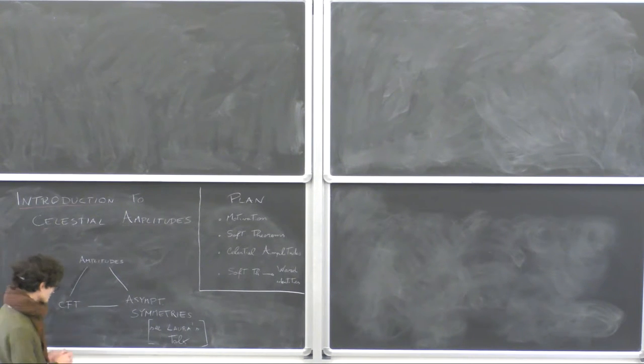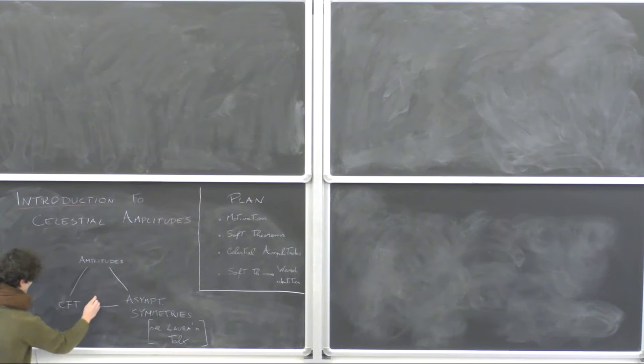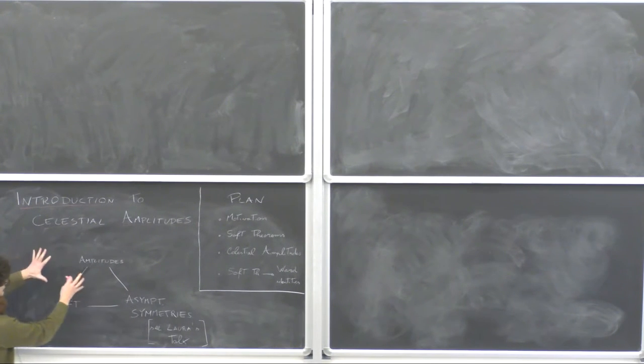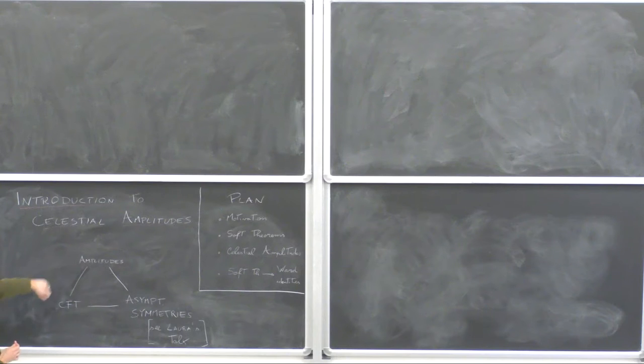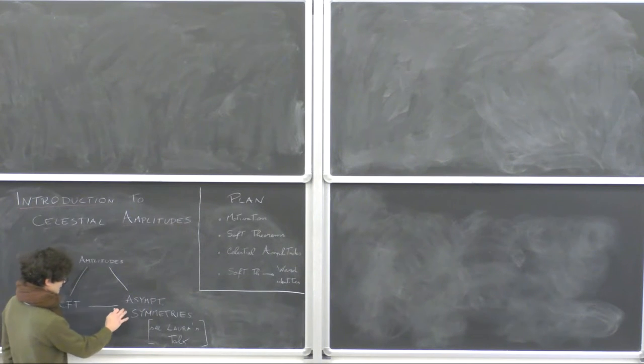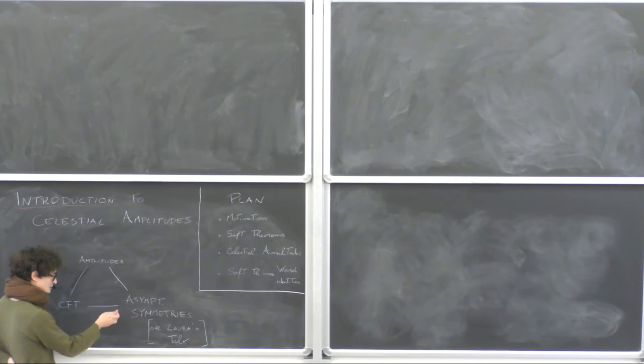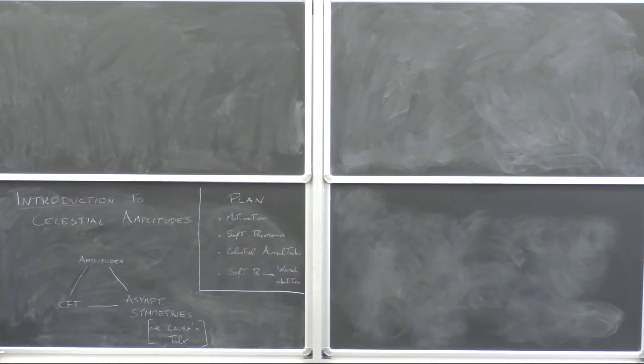Just to give you an idea of how these two lectures are going to go, this lecture that I'm going to give is mainly related to this part. These are just three of many subjects that one could draw as connections that are brought together for these celestial amplitudes. But I'm going to focus mostly on this connection between amplitudes and CFTs. And Laura will explain some connections with asymptotic symmetries. And so this will enrich the story.